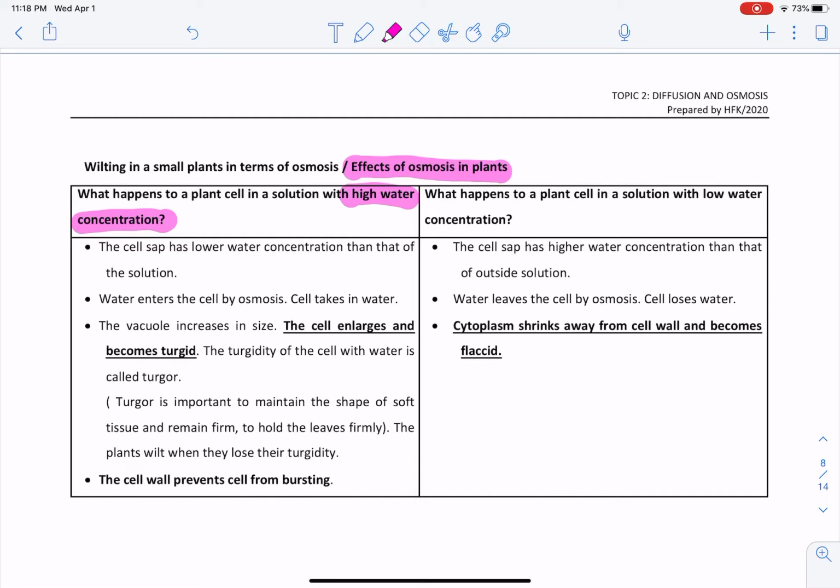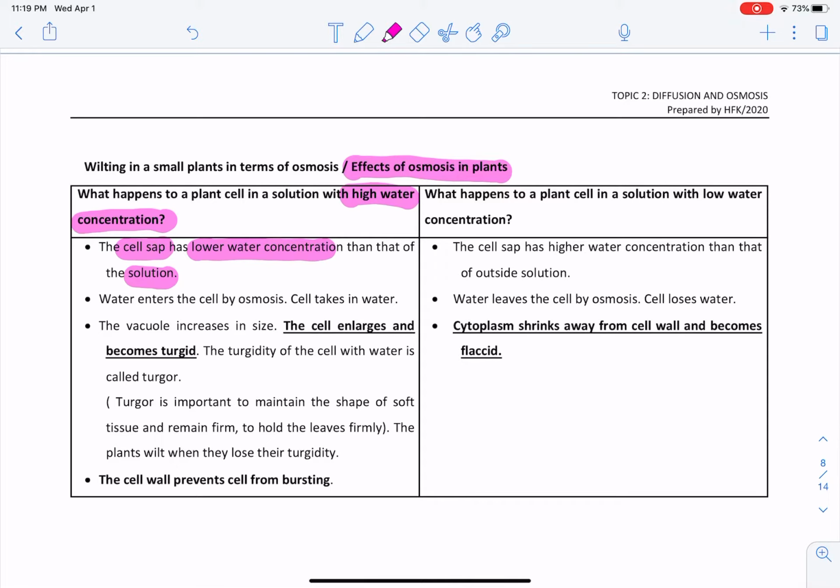Okay, obviously, if you put the plant into a solution with high water concentration, that means outside the plant, the water is higher than the cell sap. Okay, then the cell sap, because cell sap is inside. So that's when your cell sap has lower water concentration than that of the solution. Artinya, the cell sap in the plant has lower water concentration when compared to outside the cell, because the solution has higher water concentration. So we know already where water is higher and where water is lower.